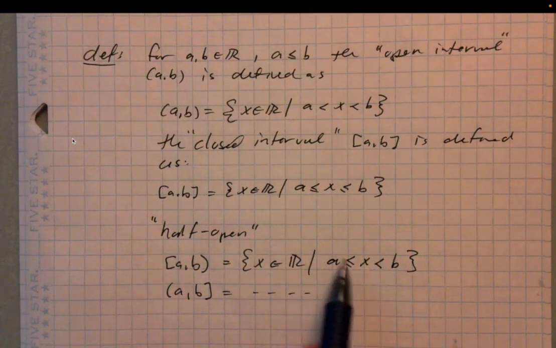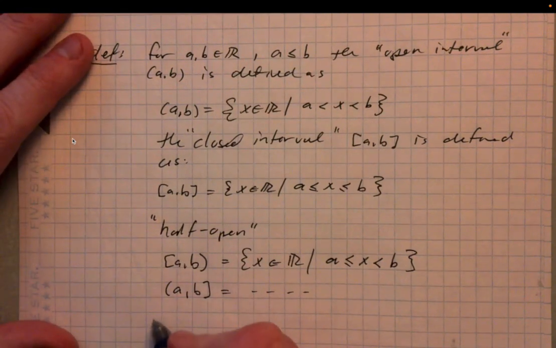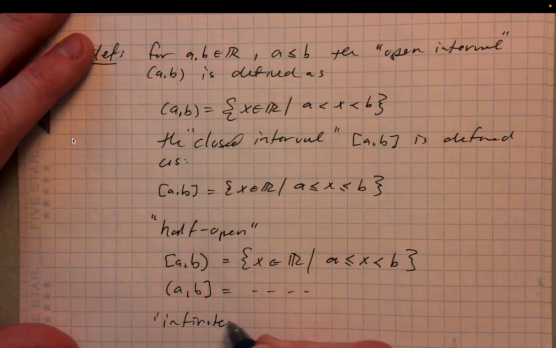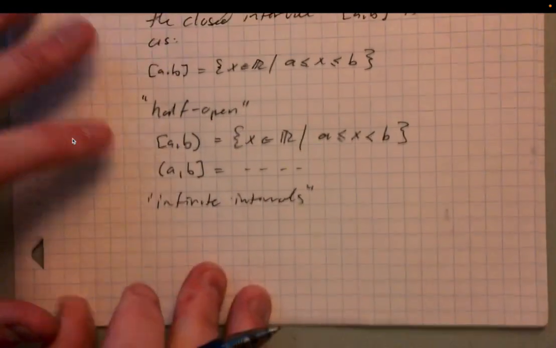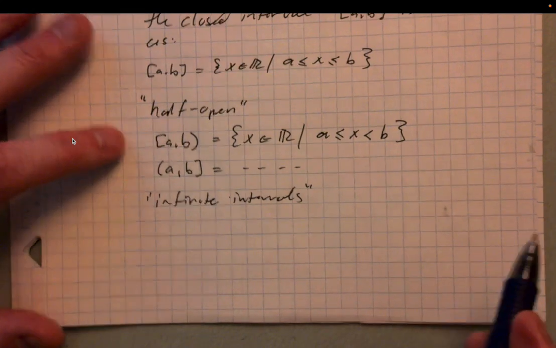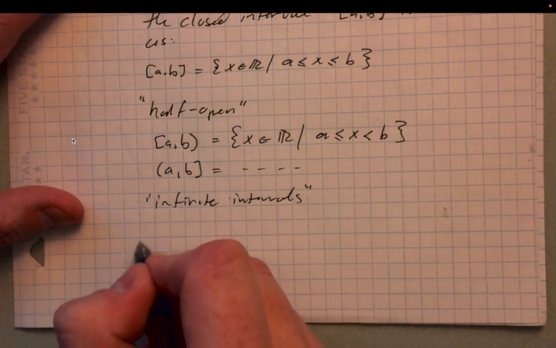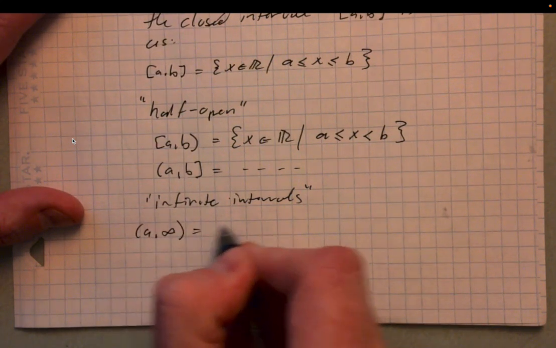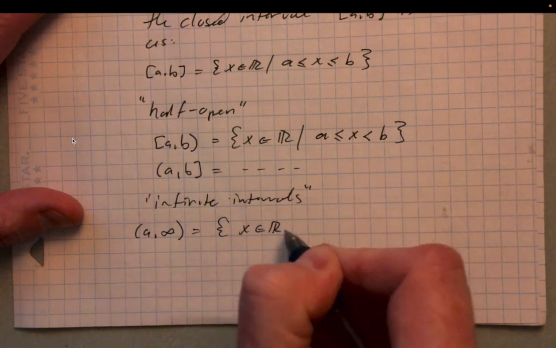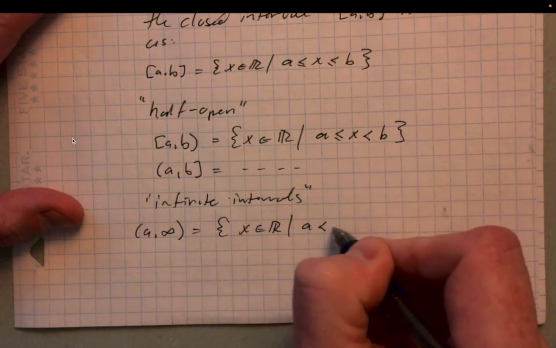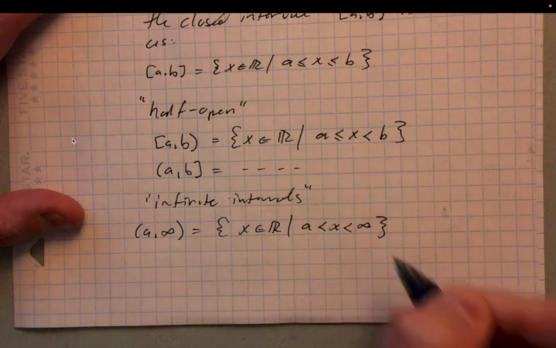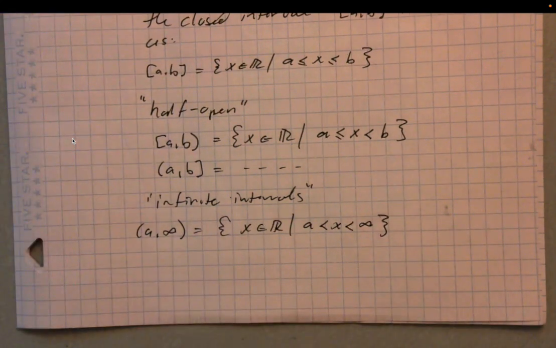It's not exactly the same, right? But you can see the pattern. And then the infinite intervals. What are the infinite intervals? Well, they're the intervals where you have endpoints that are infinite, right? So for example, a comma infinity. This is all of the real numbers x such that a is less than x, which is less than infinity, right? And there's going to be 4 variations here.